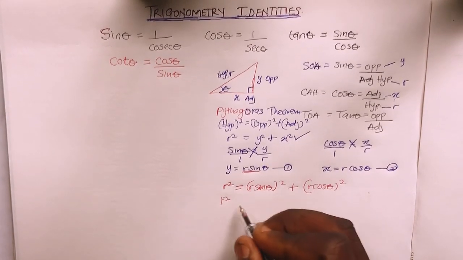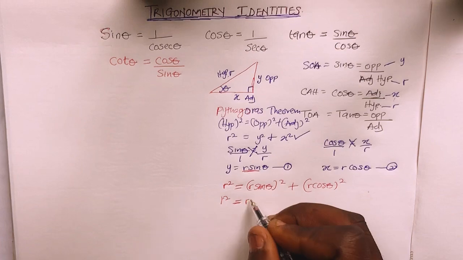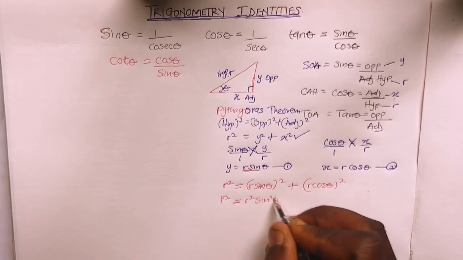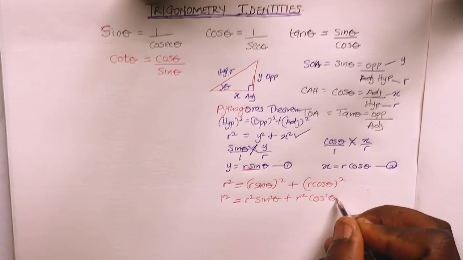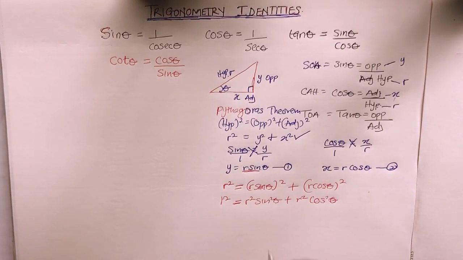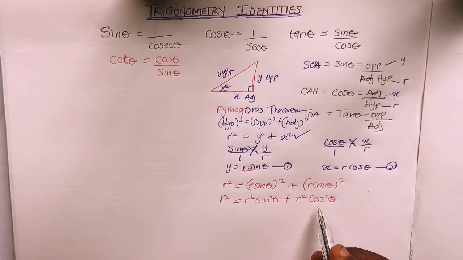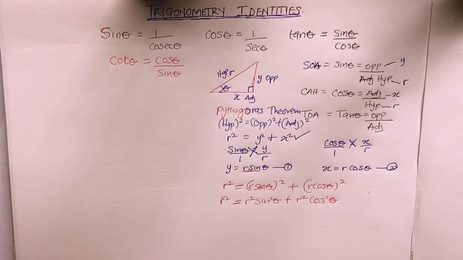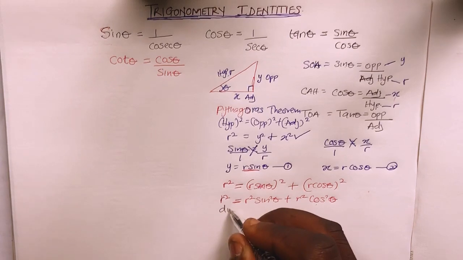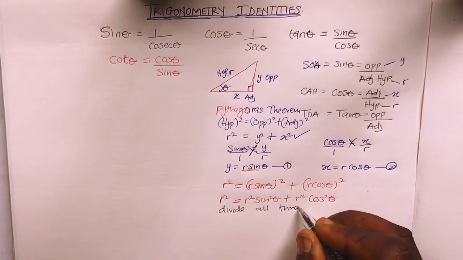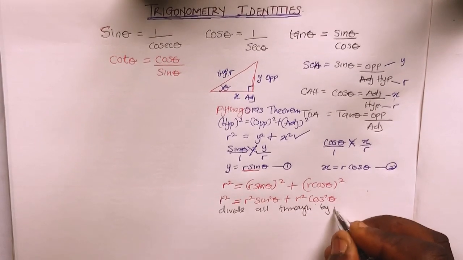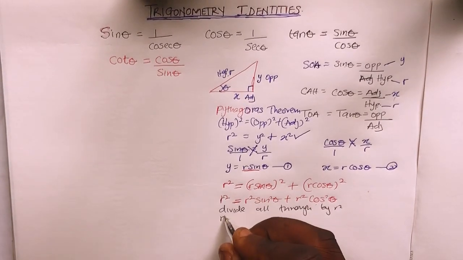We are going to have r square equals to r square sine square theta plus r square cos square theta. So if you look at this now, the similar terms that we have here is actually r square. Then I can just go ahead and divide all through by r square.